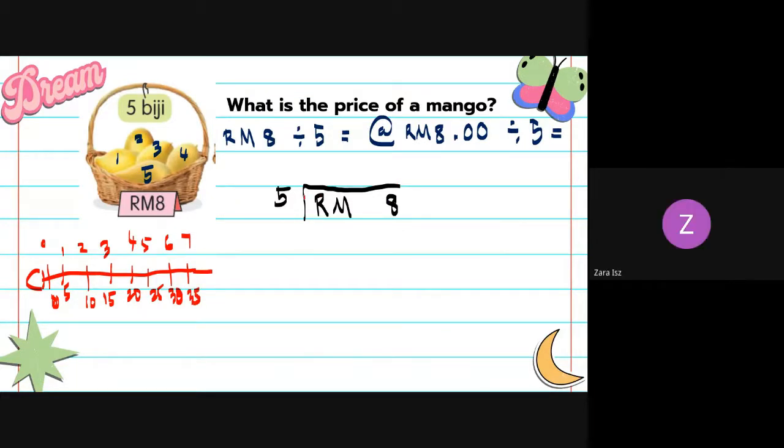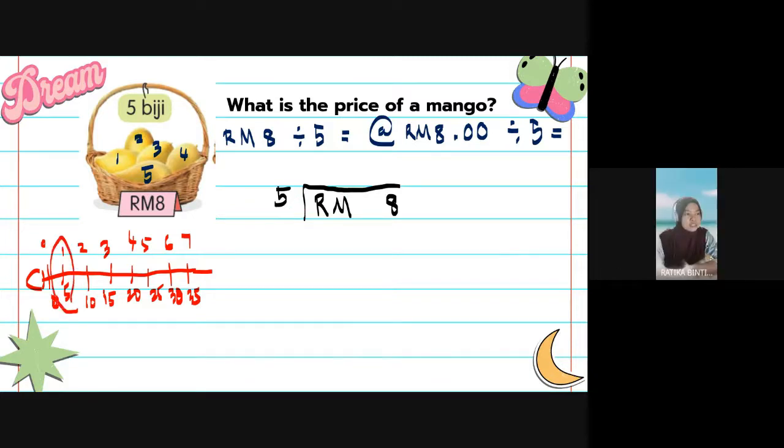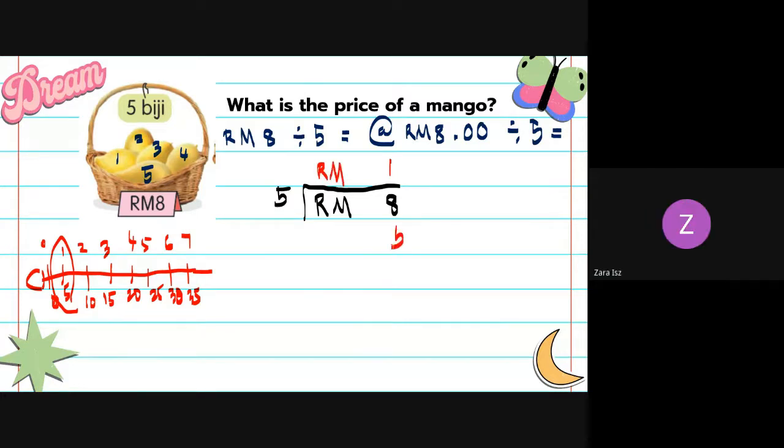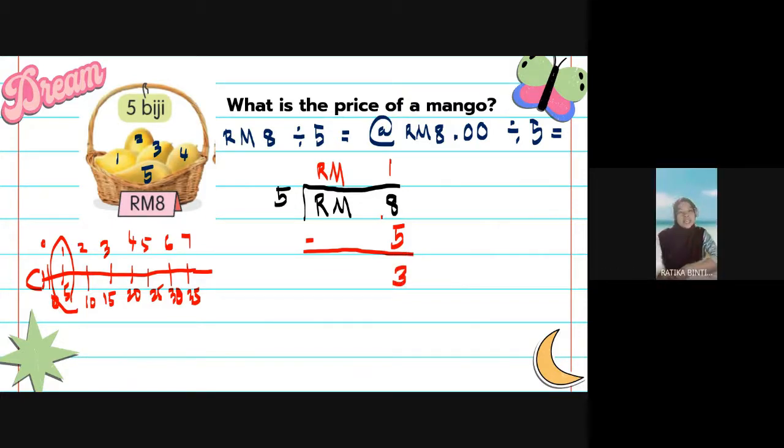So, 8 divided by 5. 1. So, satu dekat atas. Don't forget to write down RM. 8 minus 5 is? 3. Okay, in money, class, ni ada lagi sen dekat belakang kan?